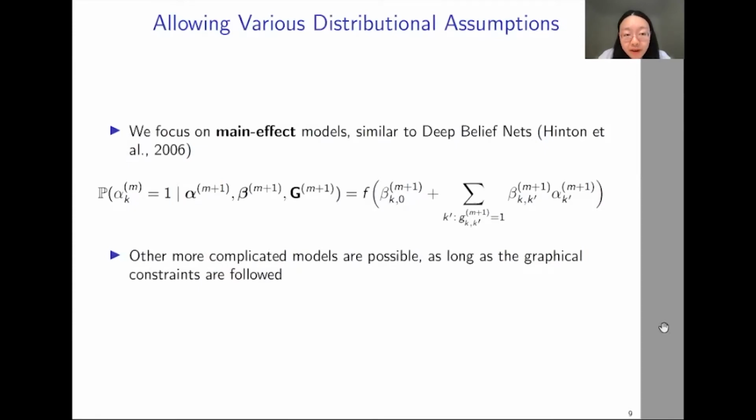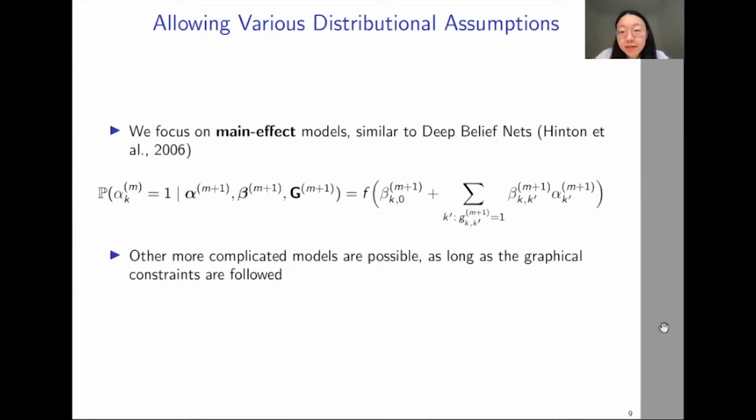And it is worth mentioning that our identifiability conditions are quite general, and it does not restrict the conditional probability table to take any specific parametric form. Here, for illustration purpose, we next will focus on the main effect models. It is similar to the formulation of deep belief networks, because here we model the conditional distribution of each binary latent variable as a sigmoid function of the linear predictors, and the linear predictors are its parent variables.